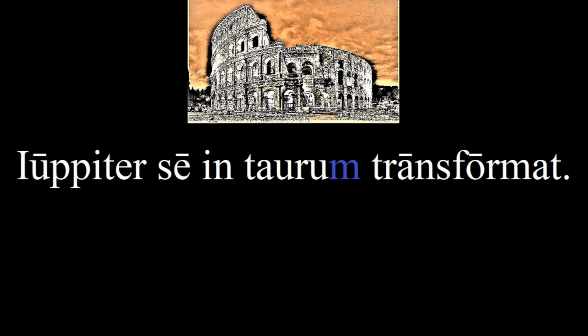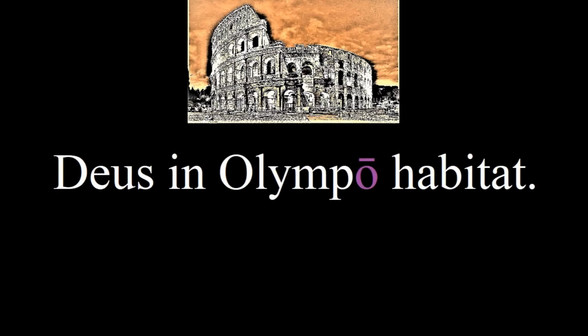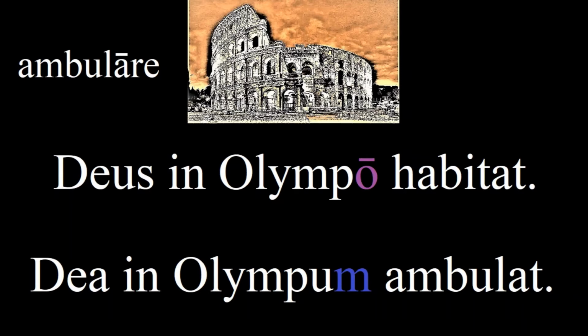In the last story, we also saw the word meaning to live or reside in some place, i.e., to inhabit. Can you remember how to say the god lives in Olympus? Deus in Olympā habitat. And now, if you know that the verb is ambulare, you can say, the god walks into Olympus, but try to make it a female god. Dea in Olympum ambulat.